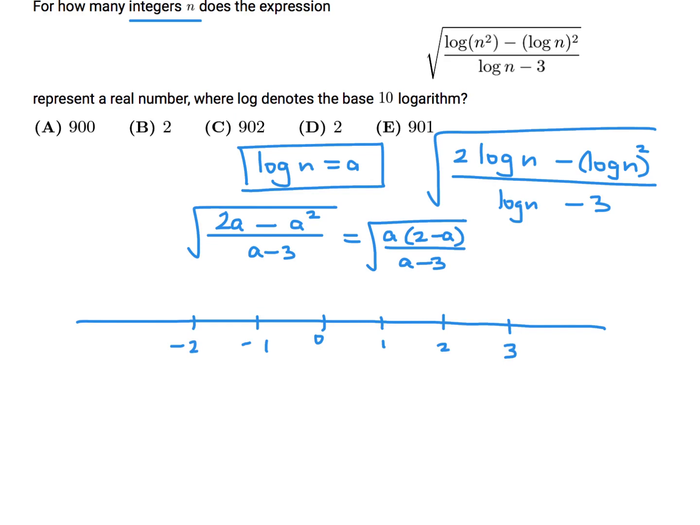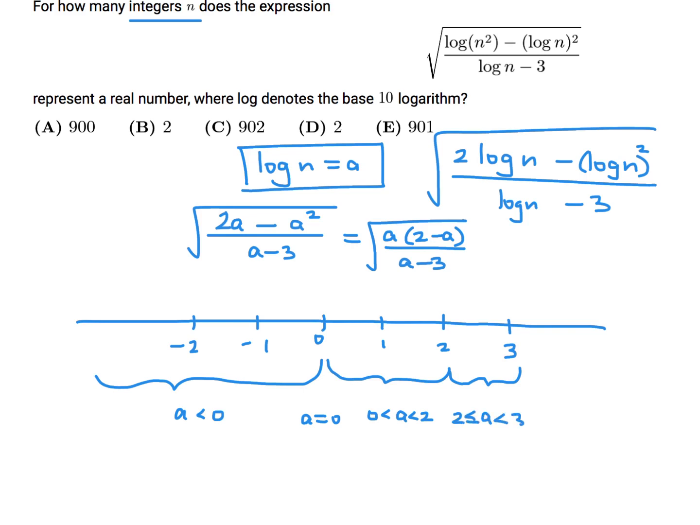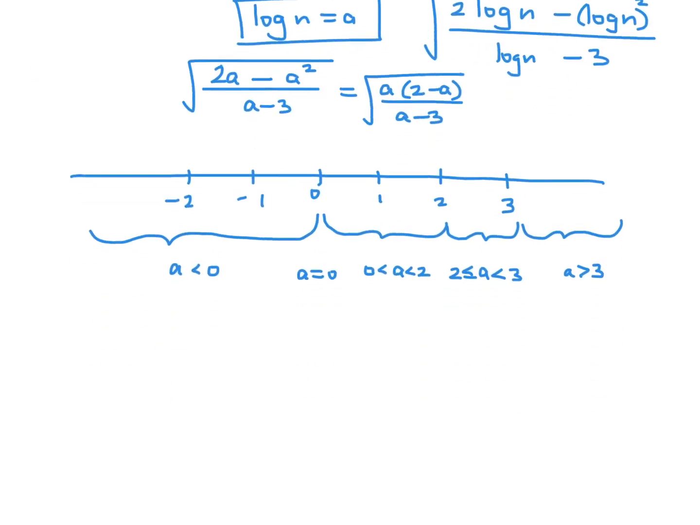So the first interval, let's see here. Let's go there, so that when a is less than 0. The next one, when a is equal to 0. The next one, when a is between 0 and 2. And then the next one between 2 and 3. And of course the last one, a greater than 3. And let's see what happens. Okay, so here we go.